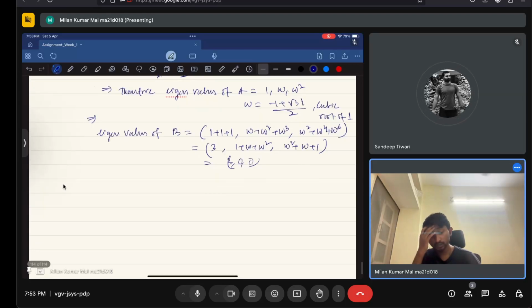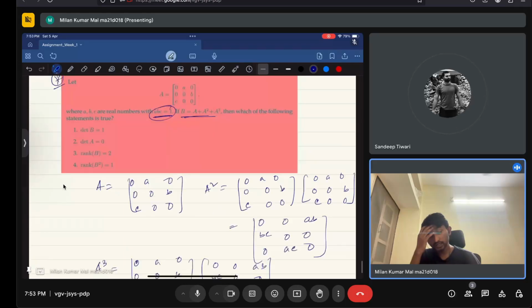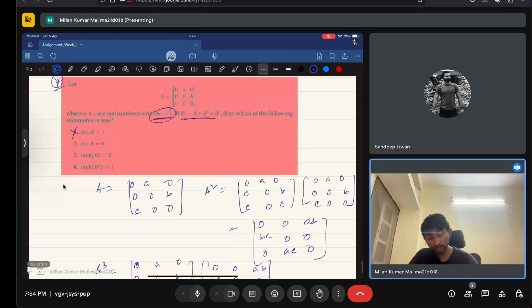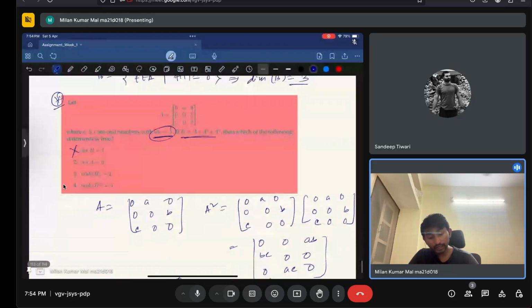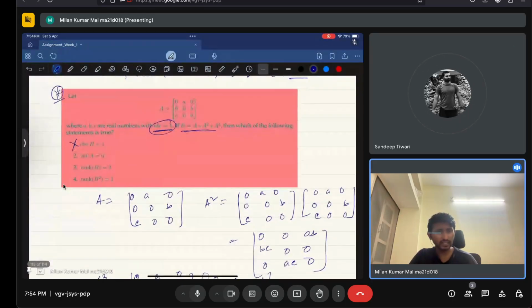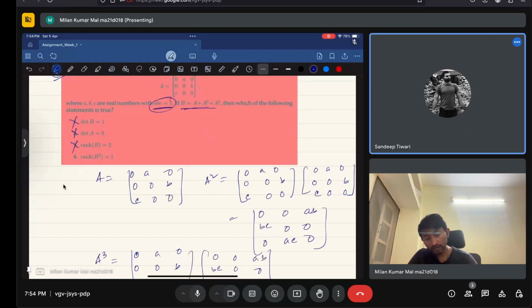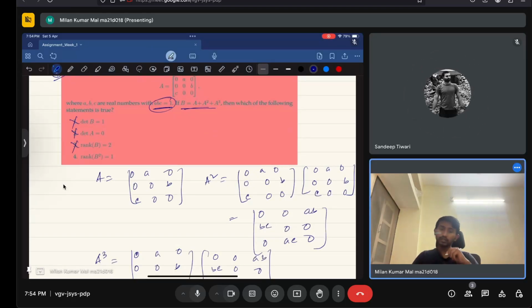These are the eigenvalues. Which of the following statements is true? Determinant of B is 1 is obviously false, because determinant of B is 0, since one of the eigenvalues is 0. Determinant of A is 0 is not true, because A cube equals identity, so A is non-zero. Rank of B is 2, that option is also false. Rank of B square is equal to 1, that's true. This is the only true one.